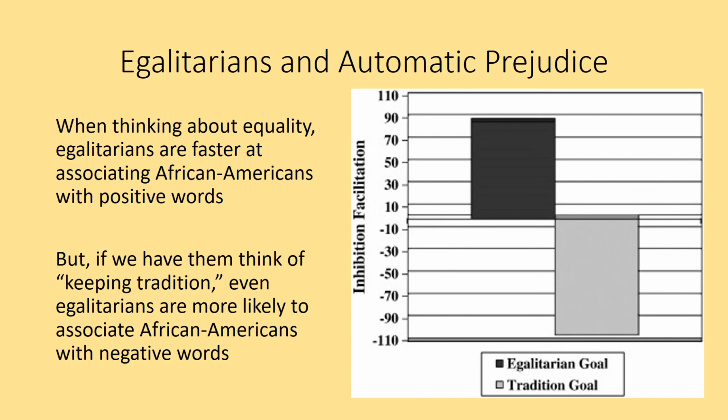Okay, and you can see in the dark gray there, much more inhibition, much weaker stereotyping when they thought about equality. But even egalitarians, if you have them think like a conservative, think about keeping tradition, it greatly increases stereotype activation. Okay, so even for the egalitarian, they have these stereotypes about the group. They're just not used often, they're not activated a lot. But if you get them in the right situation, for example, making them think like a conservative, thinking about keeping tradition, you can activate the stereotypes just as strongly as you could in people who are racist.